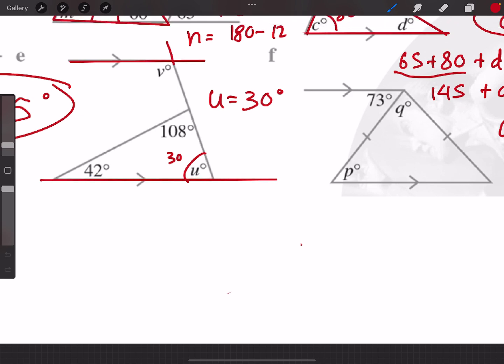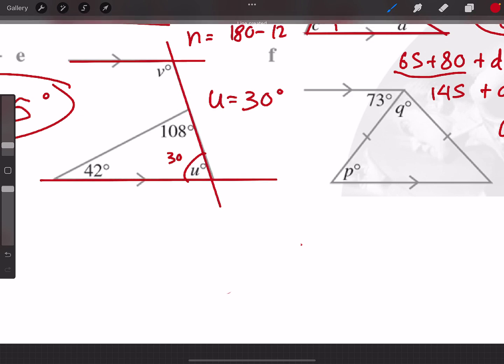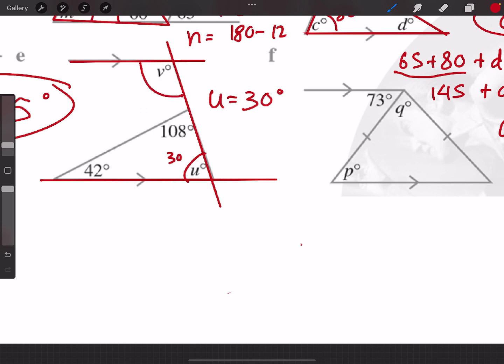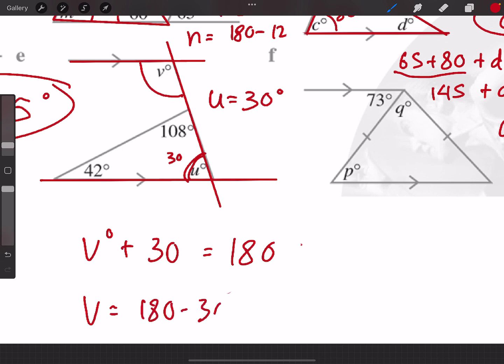Okay, and you have a transversal line here. This is obtuse, this is acute. We know that obtuse angle plus acute angle, which is that 30 degrees, is equal to 180. So therefore V is equal to 180 take away 30, therefore V must equal 150 degrees. Done.